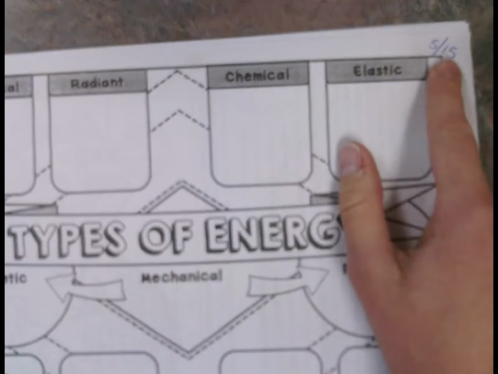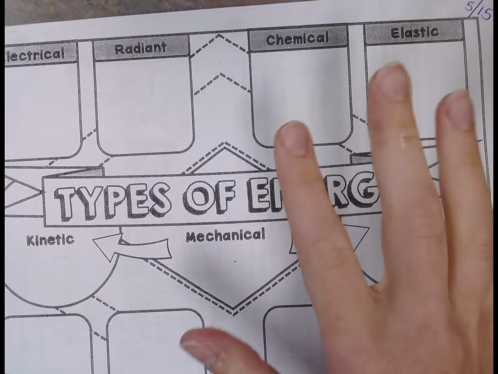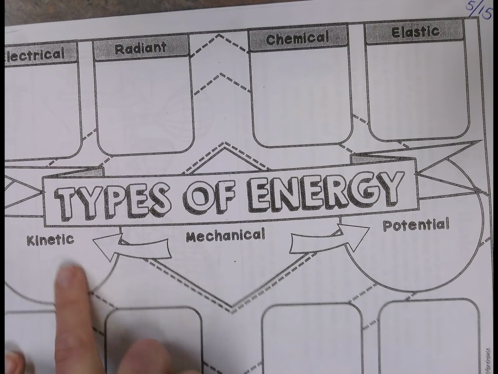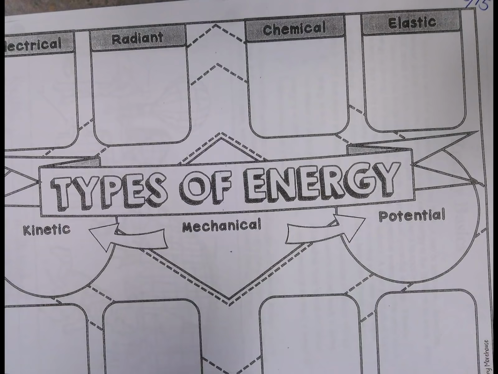Excuse me. So today is May 15th. We are starting the last unit, I guess, of the school year, which is going to be energy. A lot of this is going to be review, especially kinetic and potential energy. However, we still have to go over it just to check that box.